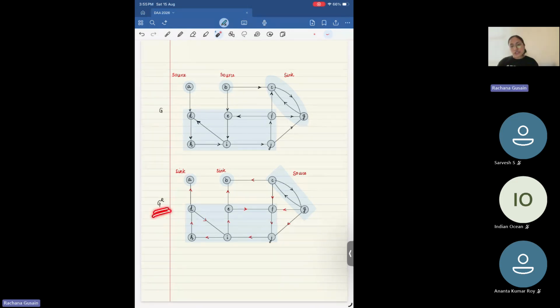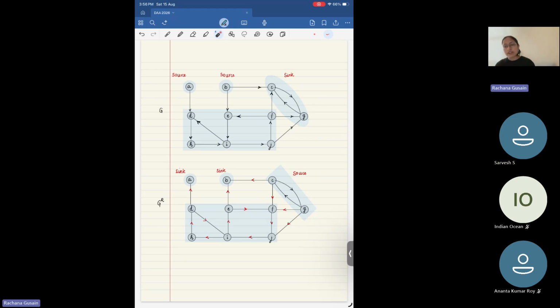If I run DFS on G of R, what is the important property that we can use? Suppose I run DFS on G of R, what do I get? Which node will have the highest finish time? Yes, Sarvesh. It depends on from where we start. Okay, in the second case, I think from C or G.